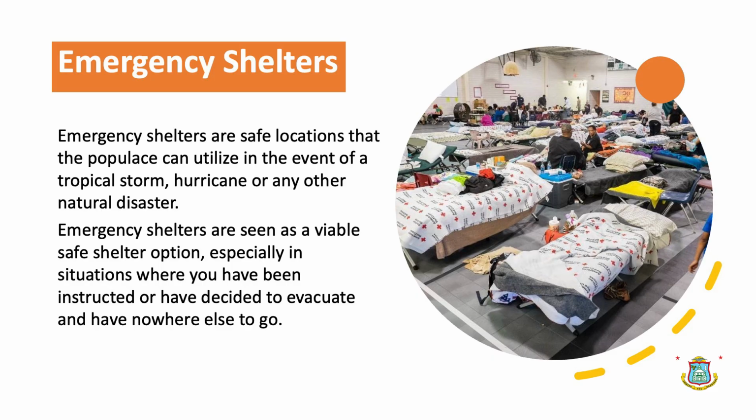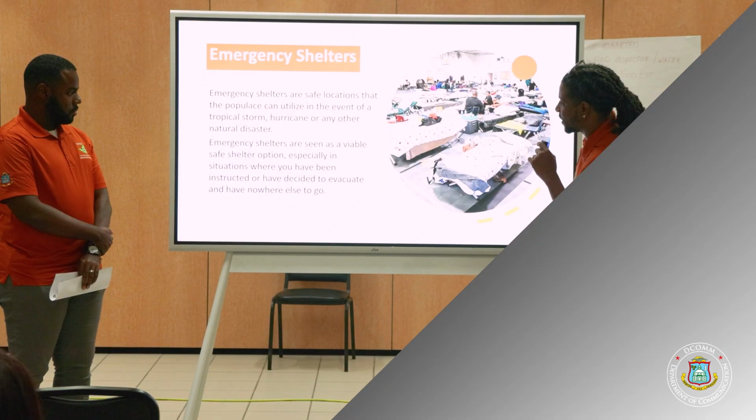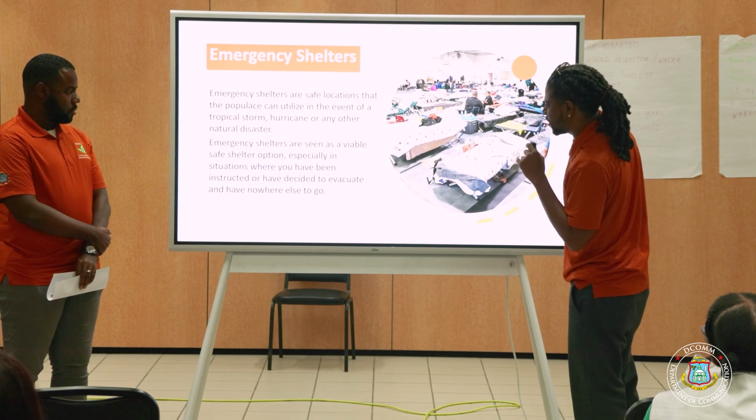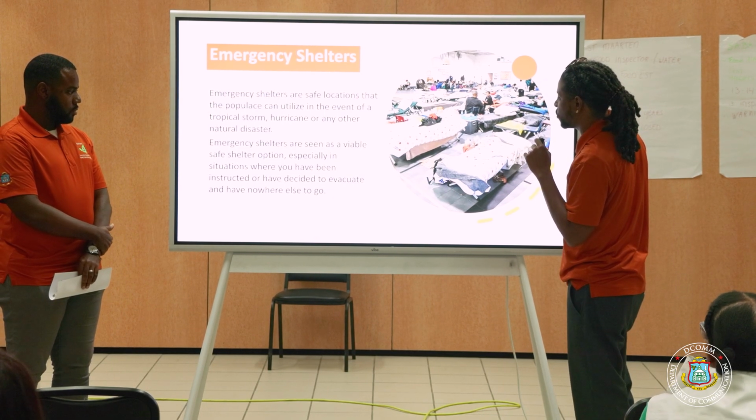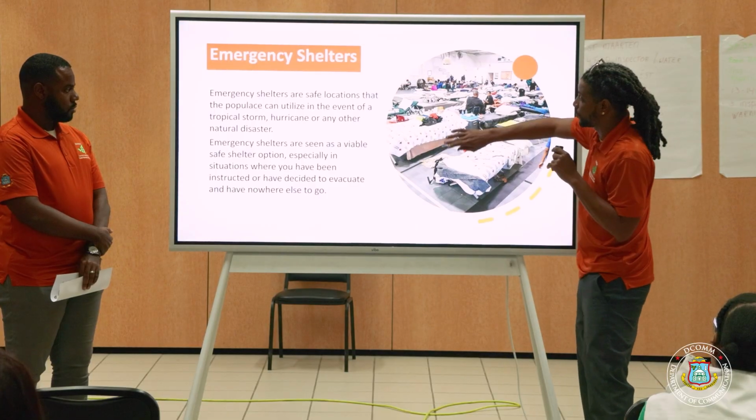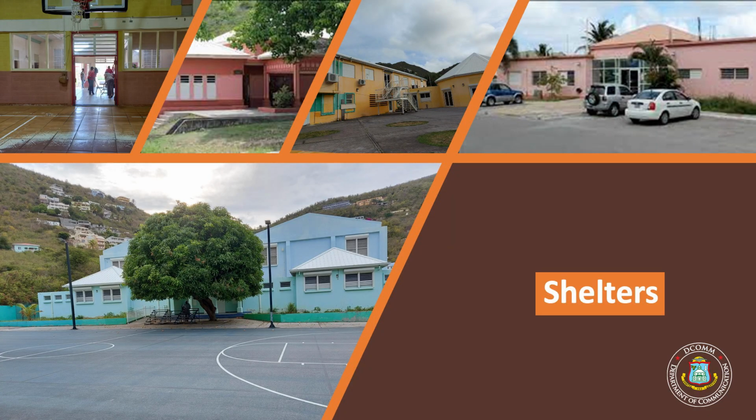Emergency shelters are a safe location that persons and the populace can utilize in the event of a tropical storm, hurricane, or any natural disaster. Emergency shelters are seen as a viable, safe shelter option, especially in situations where you have been instructed or have decided to evacuate and have nowhere else to go. Here are some pictures of some shelters.